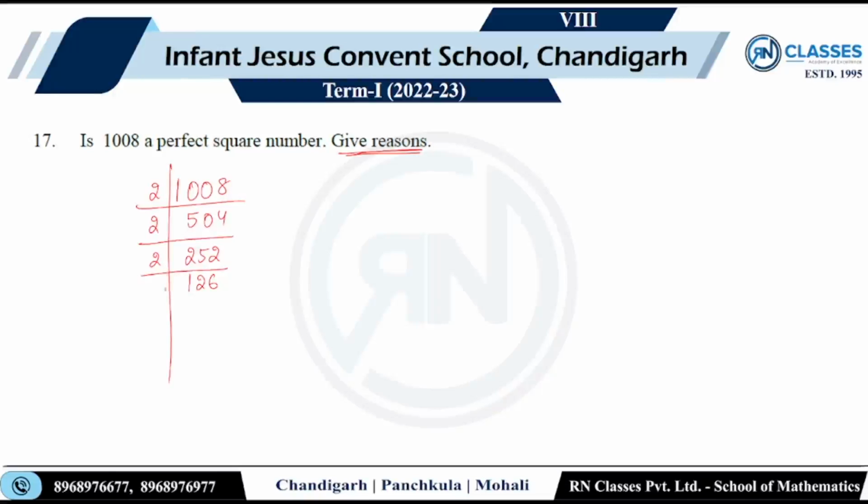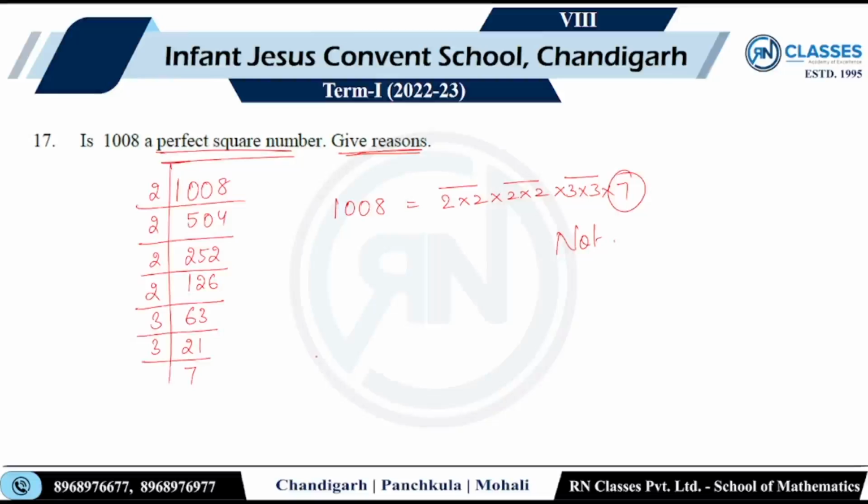126. ठीक है. Again it is divisible by 2, 63. No, it is not divisible by 2, it is divisible by 3. 3 से किया 21. Again it is divisible by 3. यहाँ पे आ गया 7. So 1008 की prime factorization would give me 2 into 2, 2 into 2, 3, 3, 7. So first pair complete, second pair complete, third pair complete, and 7 का pair complete नहीं है. Once 7 pair is not complete, means it is not a perfect square.